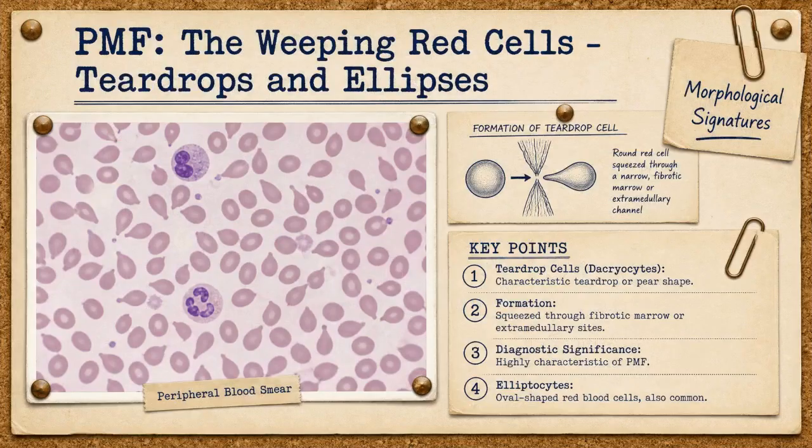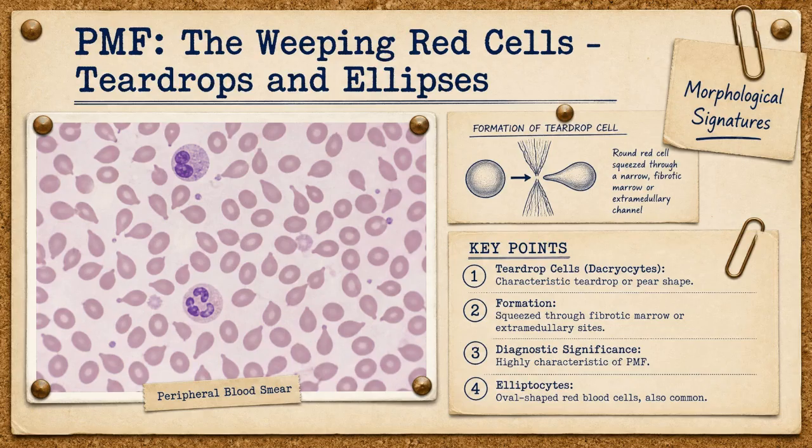Alright, histotechs, let's talk about some of the most iconic and diagnostically significant red blood cell morphologies you'll encounter in primary myelofibrosis, the teardrop cells, also known as dacryocytes, and elliptocytes. These aren't just pretty shapes, they tell a powerful story about what's happening inside the patient's bone marrow. Teardrop cells are exactly what they sound like, red blood cells with a characteristic teardrop or pear shape. Their formation is believed to occur when red blood cells are forced to squeeze through the fibrotic, constricted bone marrow.